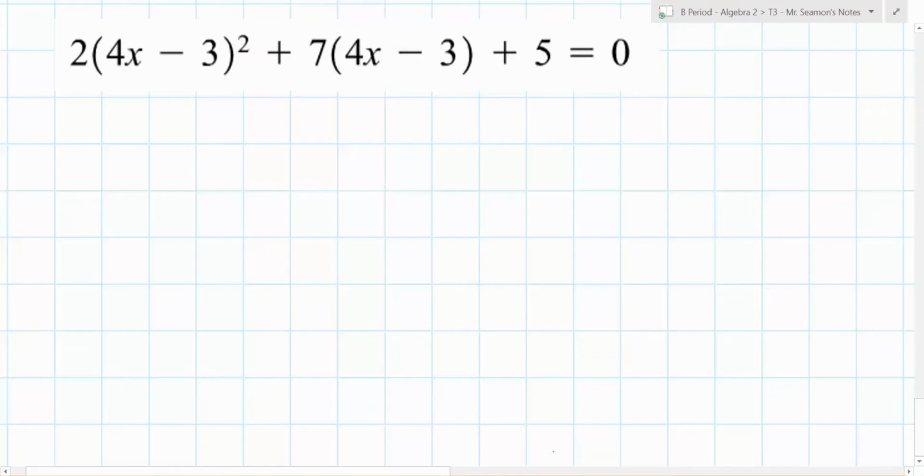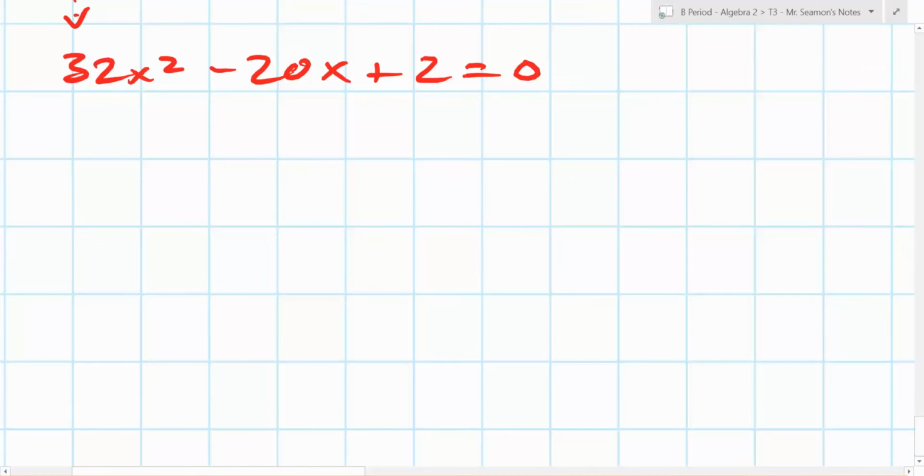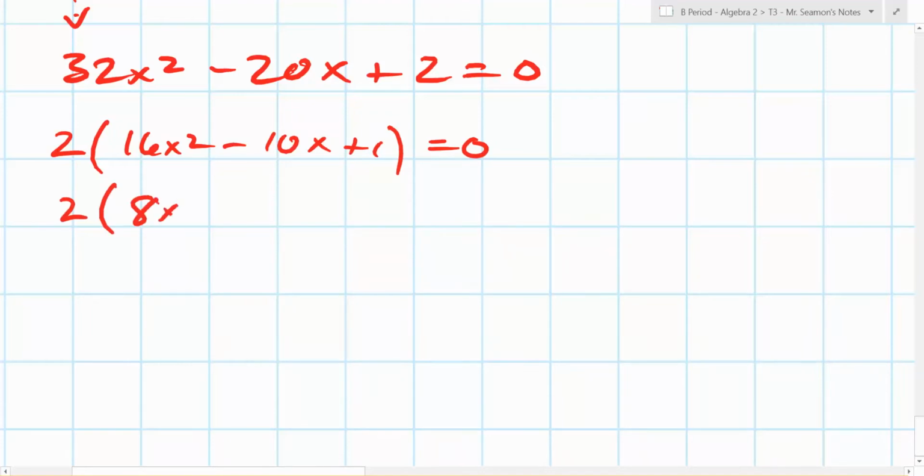Go. You do some algebra and you should end up with 32x squared minus 20x plus 2 is equal to 0. Those are all even numbers, so what can you factor out? 2. 16x squared minus 10x plus 1, and then you think to yourself, is that factorable? It's 8x minus 1 and x minus 2, right? Is that correct? Is it x minus 2? Oh, no, that's not right, we messed up.